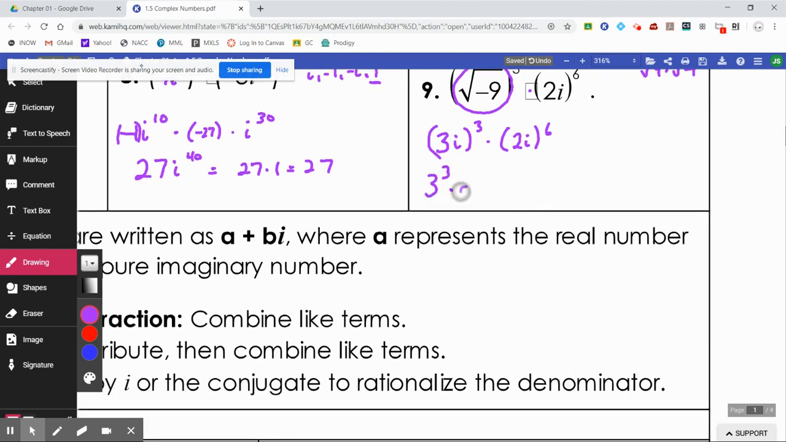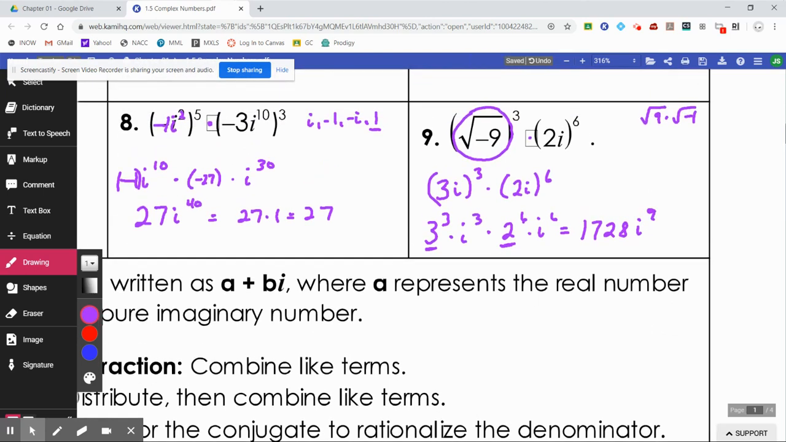3 to the 3rd times i to the 3rd times 2 to the 6th times i to the 6th. So that'd be 3 to the 3rd is 27 times 64. And I'll go ahead and multiply those two. You get 1,728. Again, I did 3 times 3 times 3 is 27. 2 to the 6th was 64. Multiply together. Then you have i to the, just count your i's, you have 9. Pattern, this would be i to the 8th. So i to the 9th, you would just start over. It would be a regular i. So this would be 1,728i.